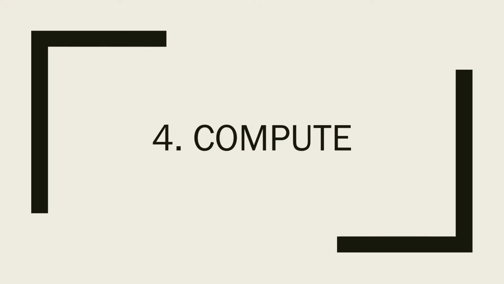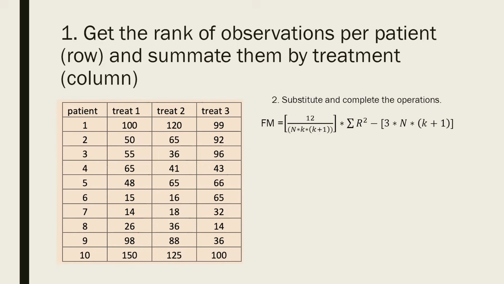Now, again, I mentioned earlier that the ranking system for Friedman test is quite different from our Kruskal-Wallis H test. In fact, it might be a bit simpler. Okay, so let me explain. For our Friedman test, you have to get the rank of observations per patient and summate them by treatment. So, ang sabi daw po, we're going to rank them by patient. So, yung treatment 1, 2, and 3 po yung i-rank natin. And i-add na lang natin sila kapag nakuha na natin yung rankings. So, let's try that one by one.